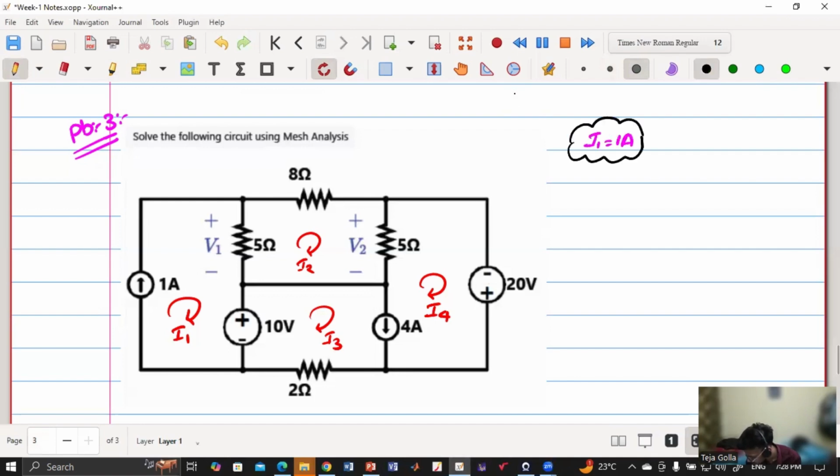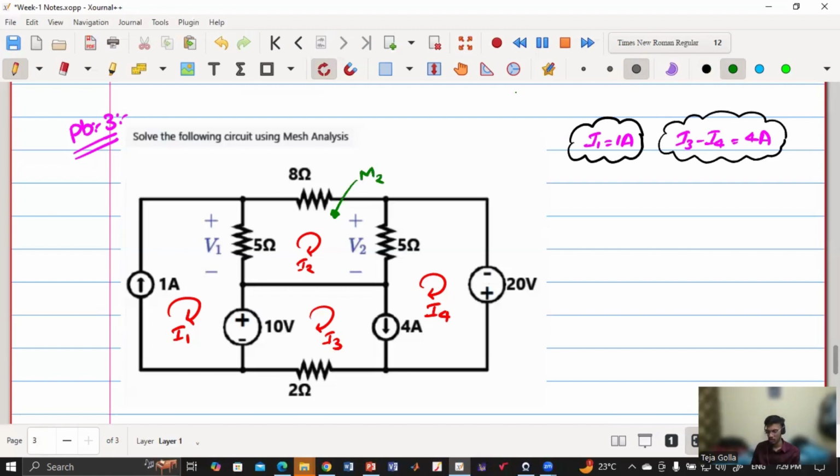Okay. Now, can anyone tell me what is the relation between I3 and I4? I3 minus I4 equal to 4A. Yes, very good. I3 minus I4 equal to 4 ampere. Okay. So I got 2 equations already. Now I have to get 2 more equations because there are 4 unknowns. As no current is being shared with the mesh M2, I can apply mesh analysis for this mesh M2, right?